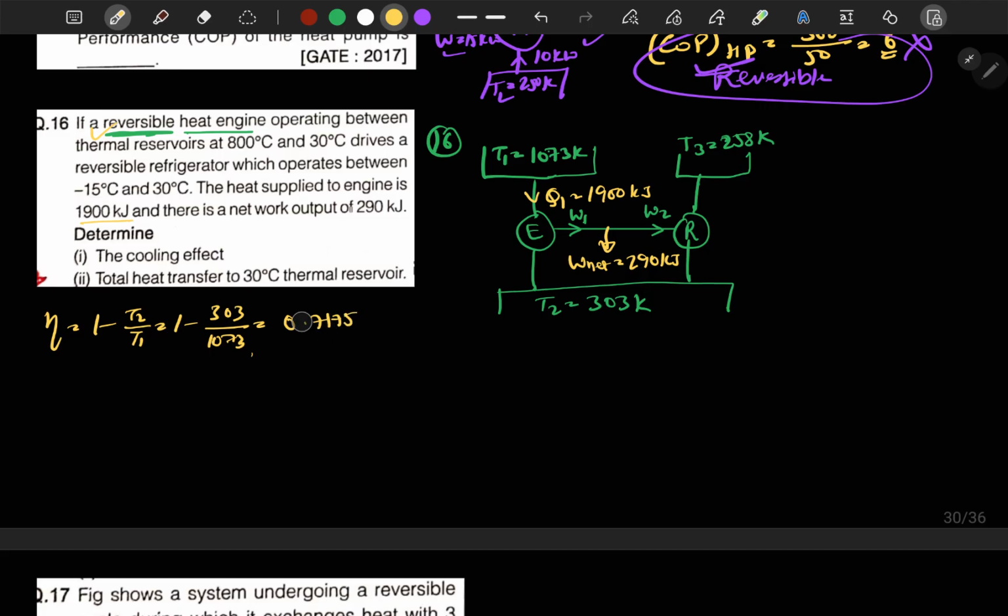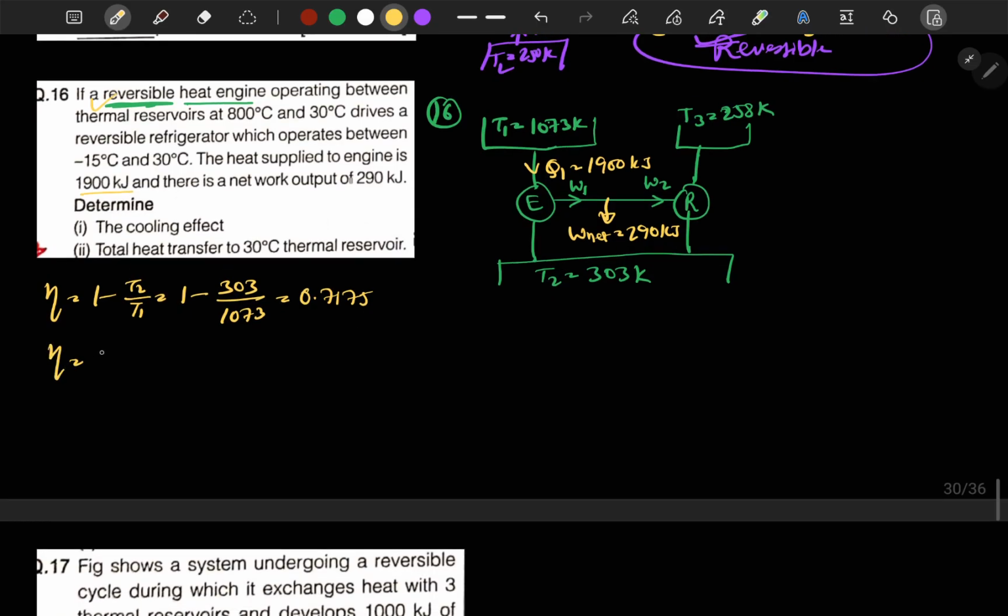This value we can calculate as 0.7175. Let me do it once more: 1 minus 303 upon 1073 is equal to 0.7175. Now we can also write efficiency of engine is equal to work done W1 by Q1, and since we know the value of Q1 is equal to 1900 kilojoule, we can calculate W1 is equal to 1363.3 kilojoule.